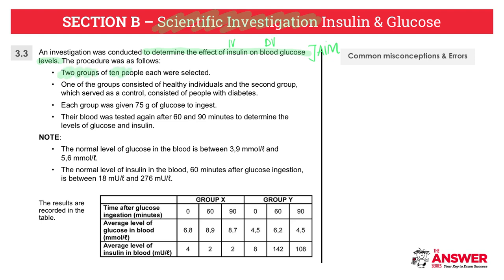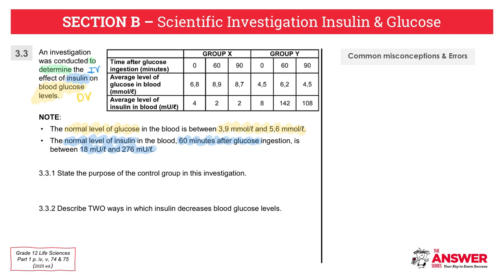2 groups of 10 people each were selected. One of the groups consisted of healthy individuals, and the second group, which served as a control, consisted of people with diabetes. Each group was given 75 grams of glucose to ingest. Their blood was tested again after 60 minutes and then 90 minutes to determine the level of glucose and insulin. Note that the normal level of glucose in the blood is between 3.9 millimolars per liter and 5.6 millimolars per liter, and the normal level of insulin in the blood 60 minutes after the glucose was ingested is always between about 18 microunits per liter and 276 microunits per liter. And then they show you the table in which the results were recorded.